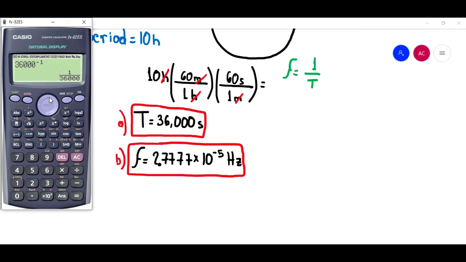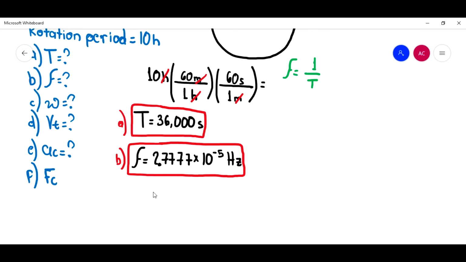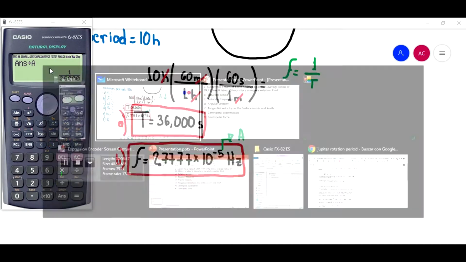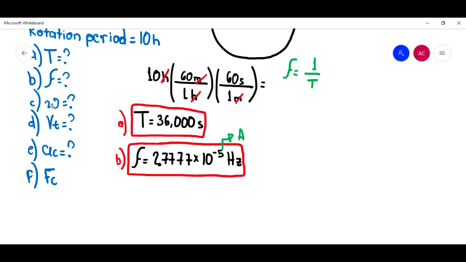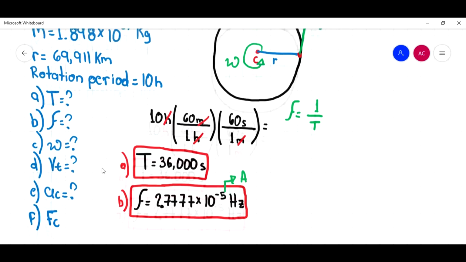And what I'm going to do, I'm going to save this number in letter A, because I'm pretty sure that I'm going to use it. So I'm going to say that this is saved in letter A of my memory A of my calculator. Now, letter C, I need to find the angular velocity.